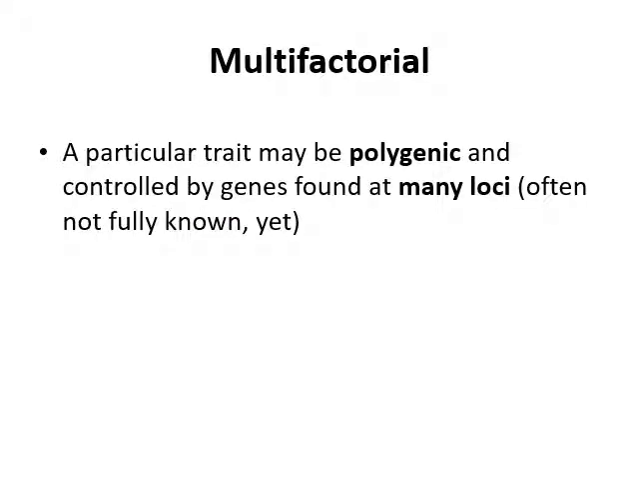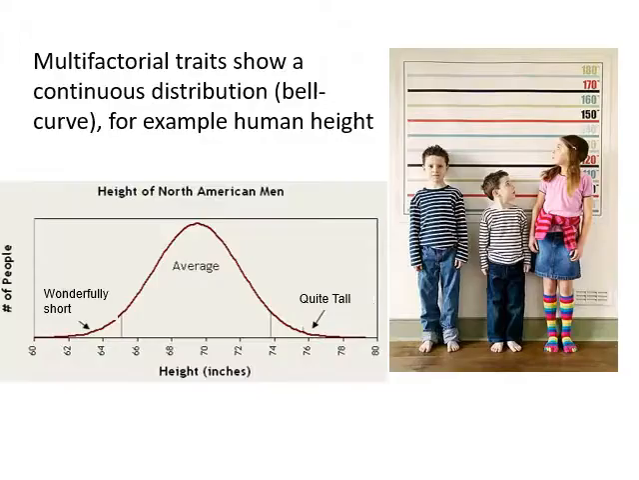Multifactorial traits are a particular trait that may be polygenic and controlled by many different genes that spread throughout. And so essentially tracking the inheritance is going to get very complicated. And we may not know where the genes are exactly, or all of the things that will come together to factor into that. So essentially multifactorial means you're not going to be able to track it particularly easily.